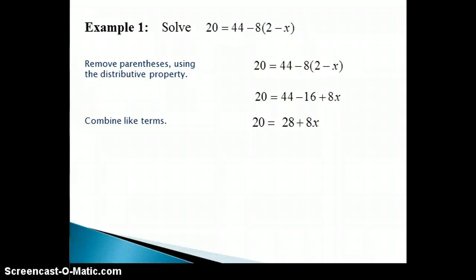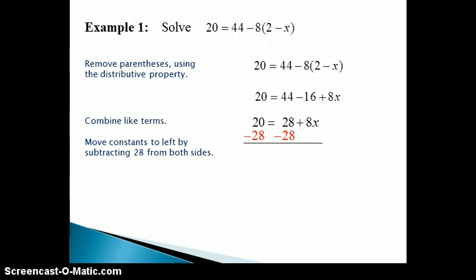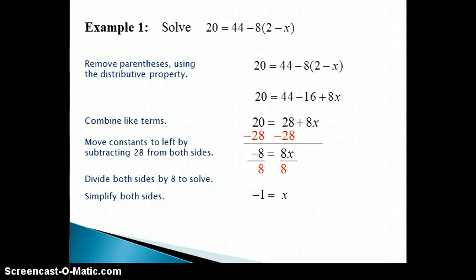We need to get the constant terms together on the left side, because notice that the variable terms are already together on one side. And we can do this by subtracting 28 from both sides. This leaves us with one last step, and that is to divide both sides by 8 to get x by itself. Simplifying both sides, we obtain a solution of x equals -1.